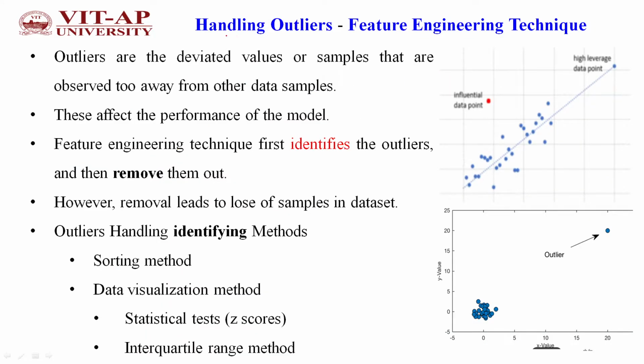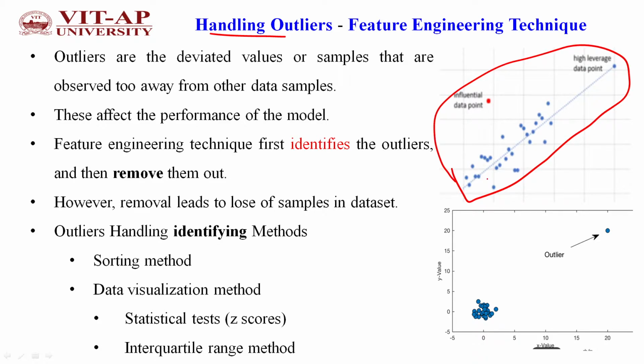Then handling outliers. What is an outlier? An outlier is a data point that behaves differently from the other data points. You look at here, we have so many data points here.